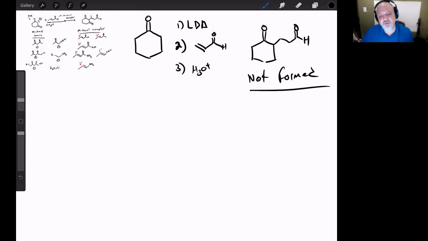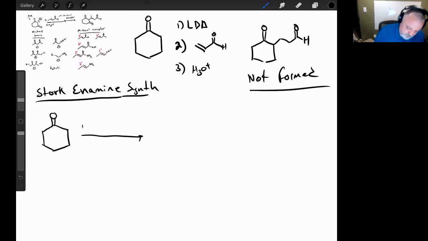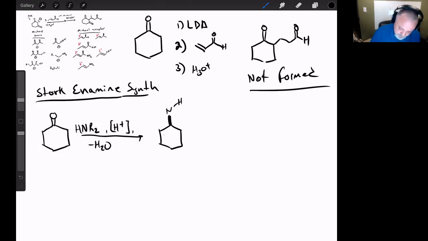And this is called the Stork enamine synthesis. Here comes that enamine roaring back to you. Recall that we can take a ketone, and if we react it with a secondary amine with H plus catalyst, and we remove some water, we can form an enamine. So there's a double bond here.